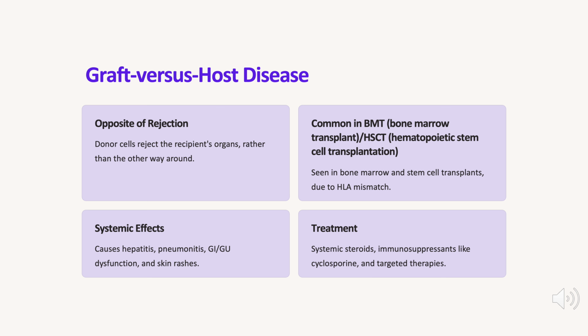2. Systemic effects. Graft versus host disease manifests with a range of systemic symptoms, including hepatitis, liver inflammation, pneumonitis, lung inflammation, gastrointestinal and genitourinary dysfunction, as well as skin rashes and lesions. 3. Treatment. Management typically involves systemic steroids to suppress the immune response, along with immunosuppressants like cyclosporin. Additionally, targeted therapies may be employed to address specific aspects of graft versus host disease pathology and mitigate its effects on the body.